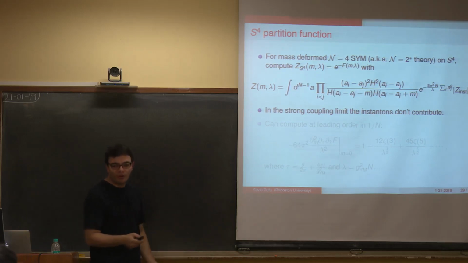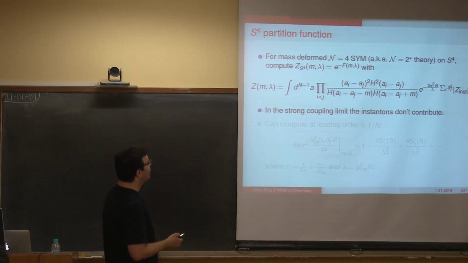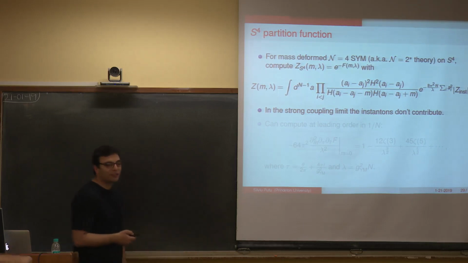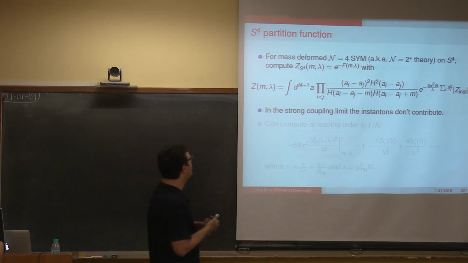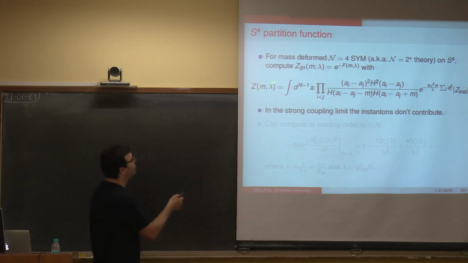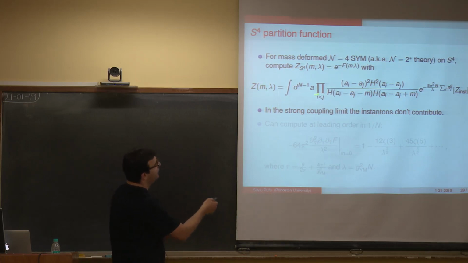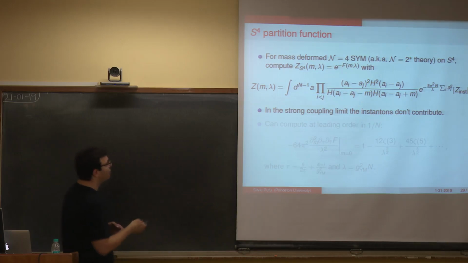Well, it's similar as before. N equals 4 super Yang-Mills was studied on the 4-sphere in the presence of a mass deformation. So one can compute a mass deformed partition function. In this case, it's more complicated. It's given by some integral like this, and this function h is pretty complicated.